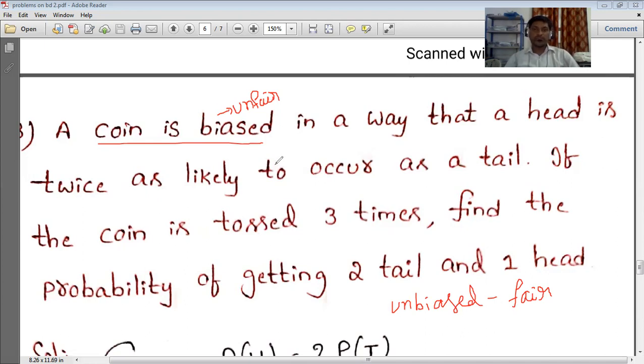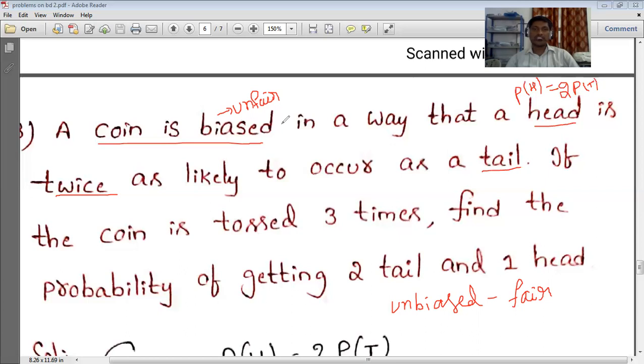A coin is biased in a way that a head is twice as likely to occur as a tail. So the probability of getting a head is twice that of getting a tail. It means P of H is equal to 2 times P of T. This is the condition they gave in the problem.